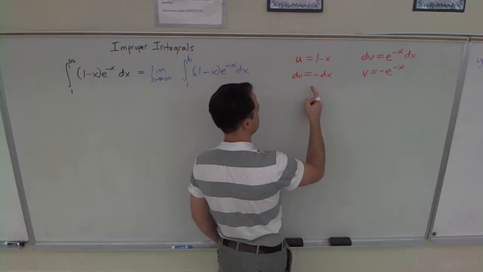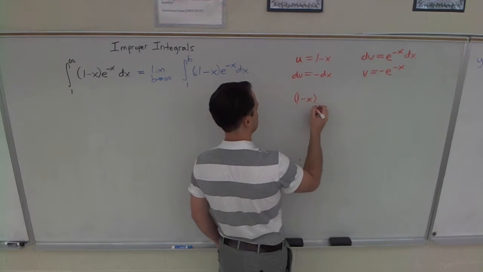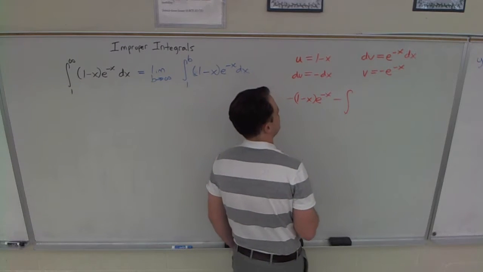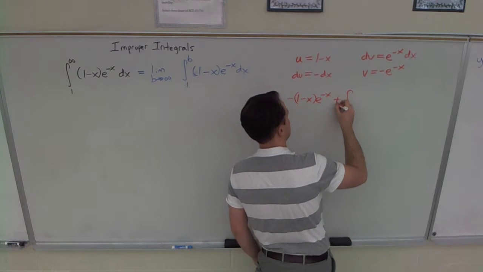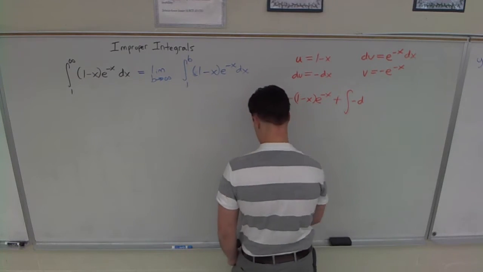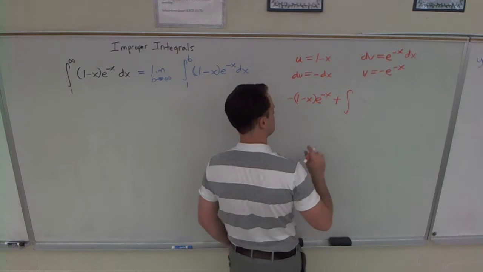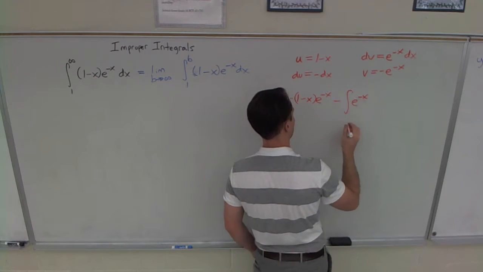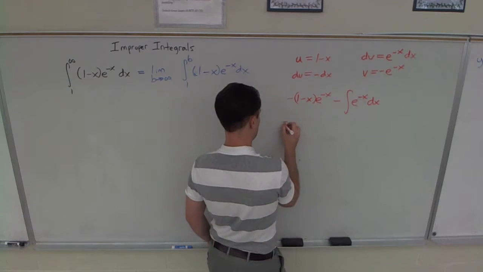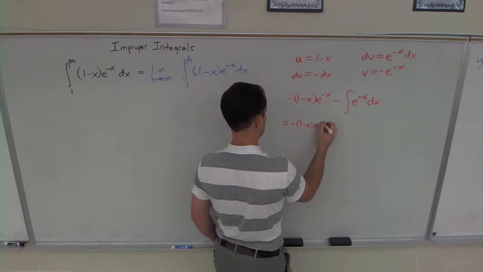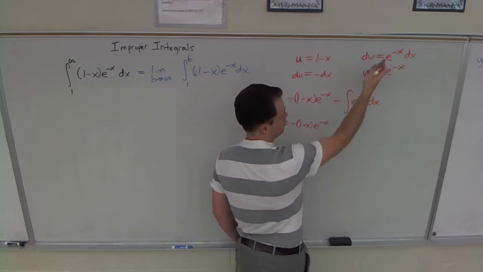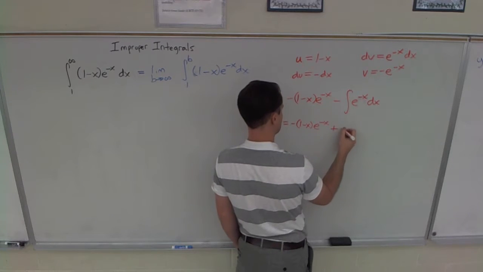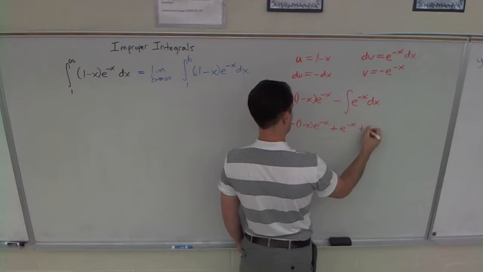So uv is going to be 1 minus x times negative e to the negative x, minus the integral of v du. So minus minus is plus, and there's a third negative which is going to make it back to negative. So that's going to be negative 1 minus x, e to the negative x. And this is going to integrate the same way that that integrated. So we're going to get plus, because of that extra minus, e to the negative x, plus c.